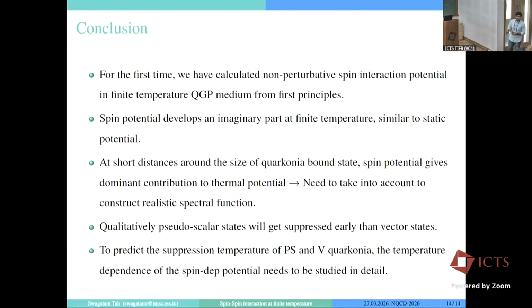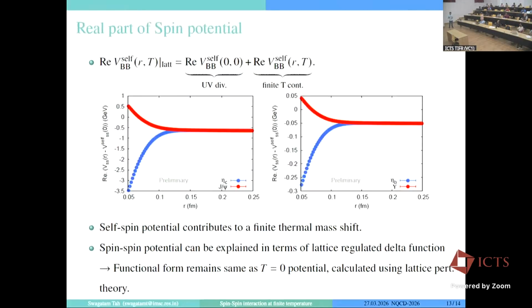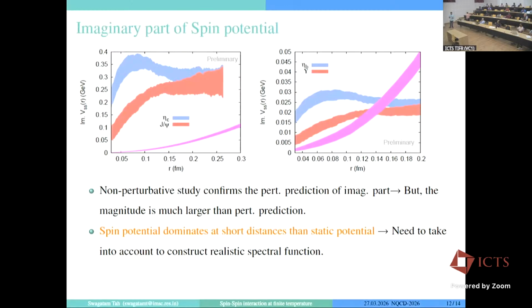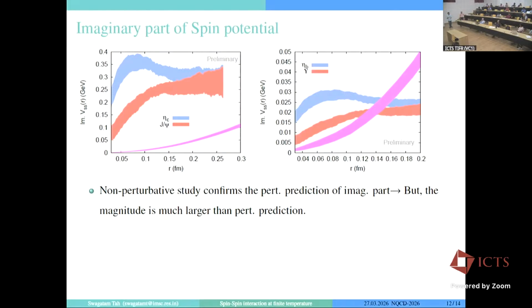Yeah, thank you, Swagatam. Can you show again the plot where you displayed? The bottom curve is the perturbative result, right? No, this is the non-perturbative result for the static potential. For the spin independent part. Oh, it's the spin independent part.